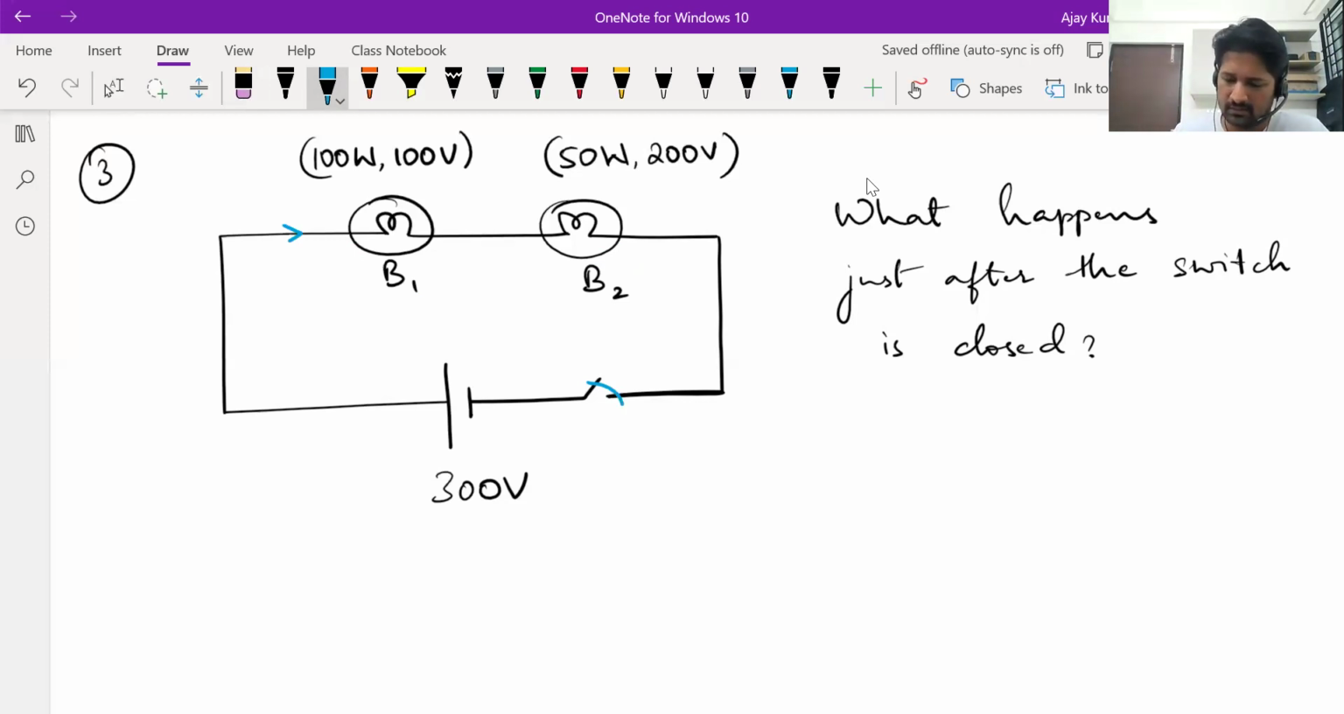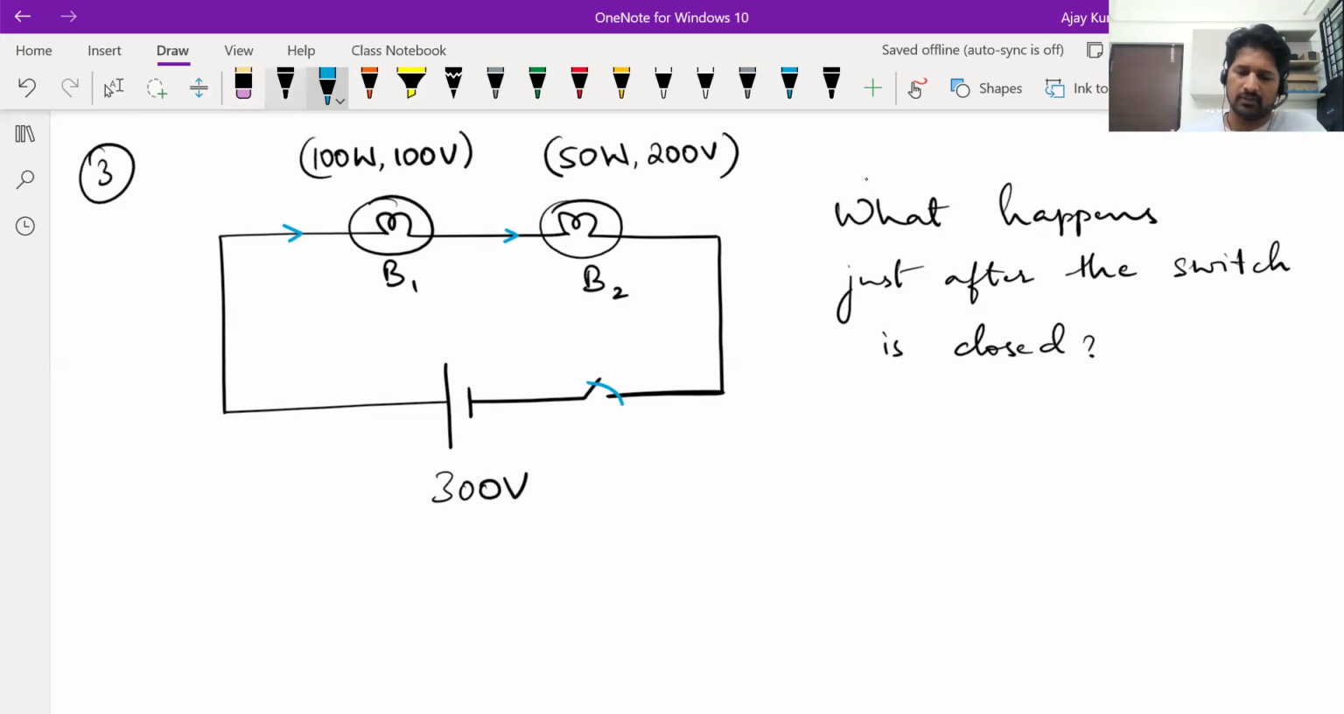Maybe just for a moment, there will be a current. If it's not broken, current will continue. If it's broken, the current will stop. So they will have equal currents, and when current passes through a resistance, voltage will get developed. So the moment the switch is closed, some voltage will be seen across the bulbs, both of them.